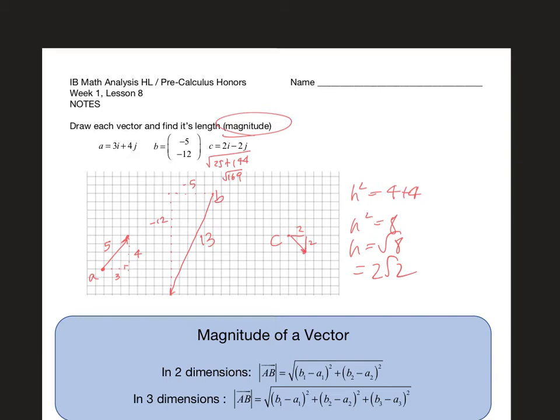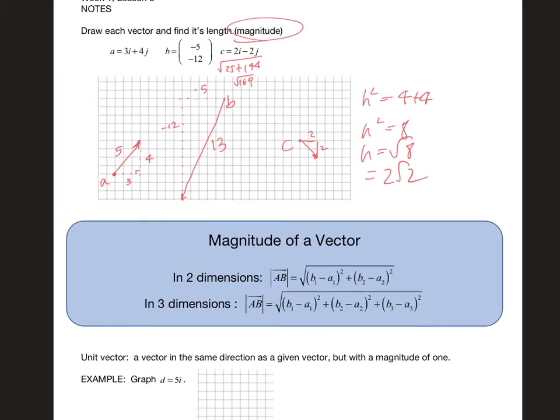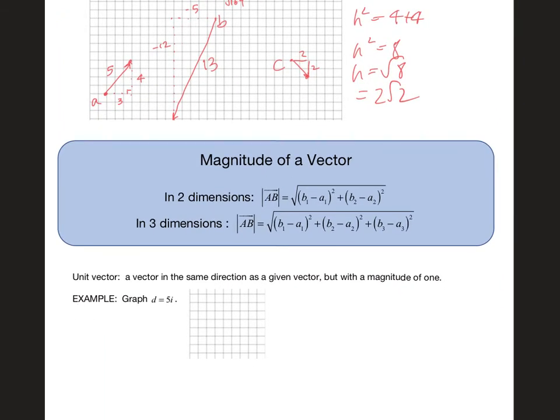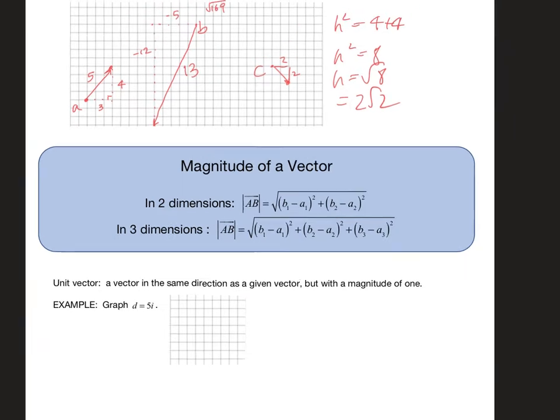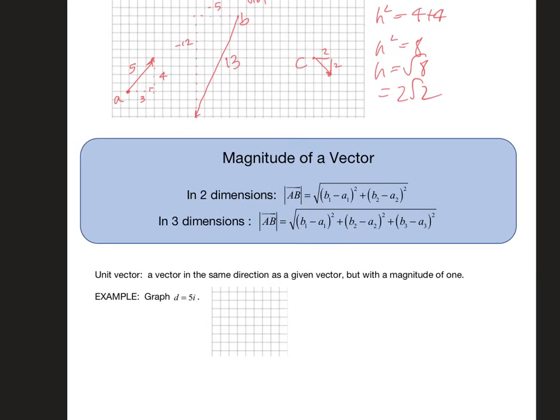All right, so looking down here, you can see the formulas for magnitudes of vectors. It should look a whole lot like the Pythagorean theorem, or even more importantly, it should look like the distance formula, right? This is the distance formula in 2 dimensions, but some of these vectors that we're going to be dealing with might be in 3 dimensions, so there's an extra part over here for the third coordinate.